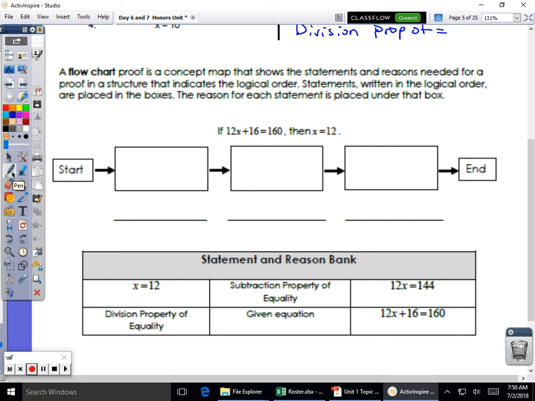So a flowchart proof looks like this. We start here, and here's the statement, and here's the reason. So we have statement and reason banked down here. The statement we would start with is what was given. If this is true, then x equals 12. So that's what we need to end with, and that's what we need to start with. I don't feel like I have enough steps here. So this is what we started with, and it was the given equation.